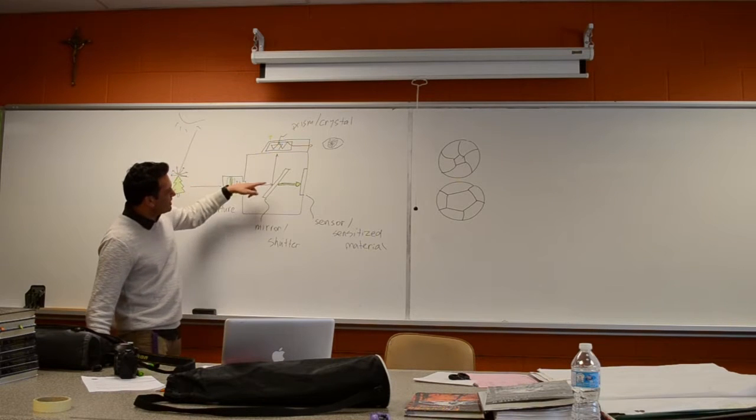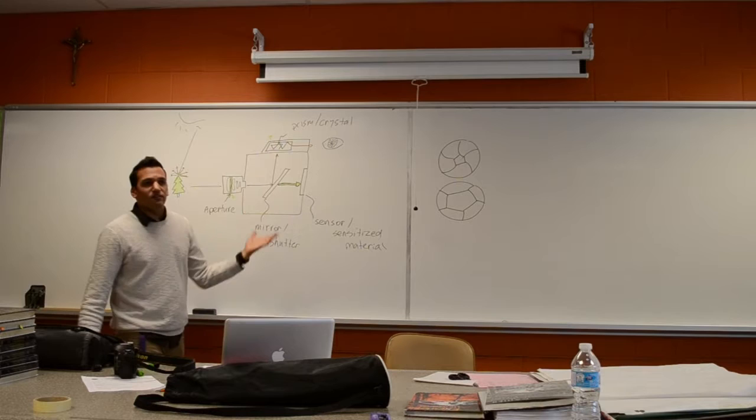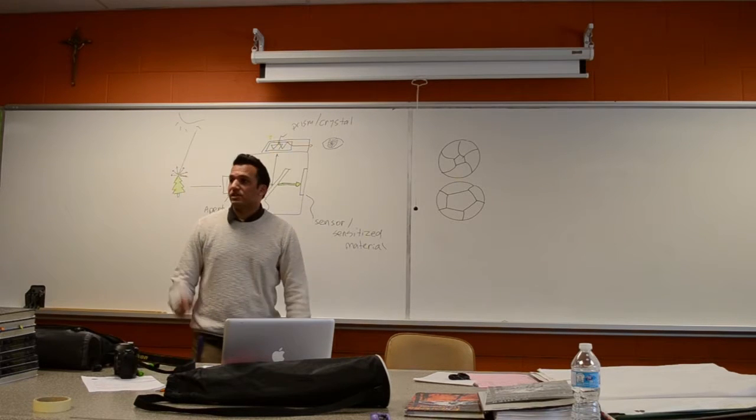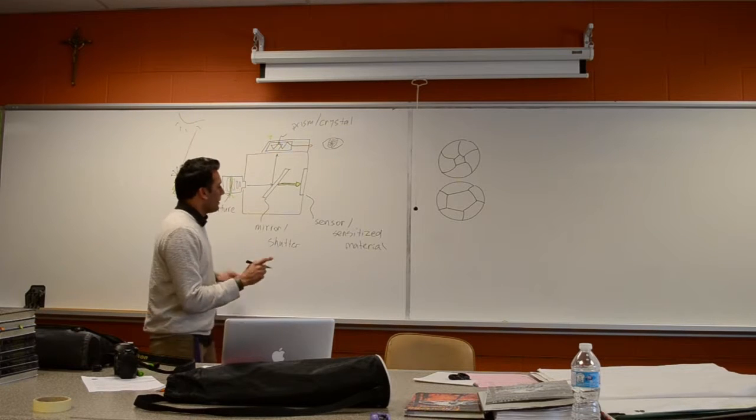Anyway, so light has to go from here into here because this is where we store the image. Now, if we're using film, it stores it to the film. If we're using a digital sensor, it stores it to the digital sensor, and I'll talk about that in a moment. But this has to happen.